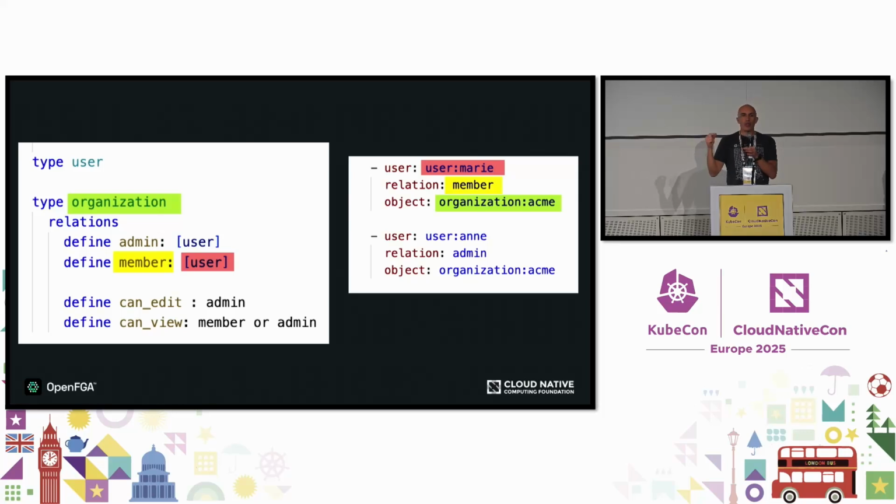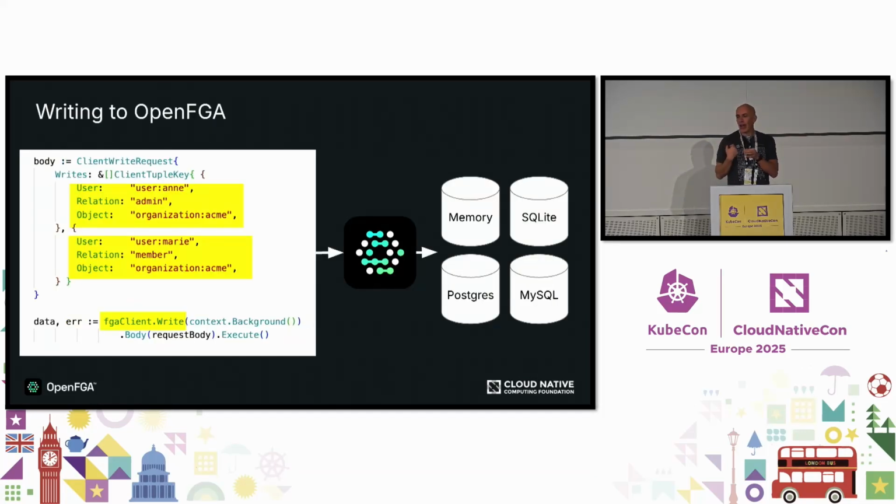In addition to the model, we need to instantiate that model with data, and we call those relationship tuples. In this case, we're saying that Maria is a member of the Acme organization, and Anne is an admin of the Acme organization. With the model and the tuples, we can write them using the write API. This is using the Go SDK. We have SDKs for a lot of platforms.